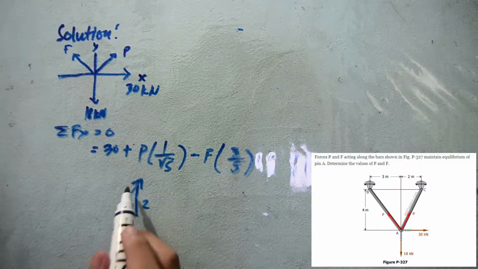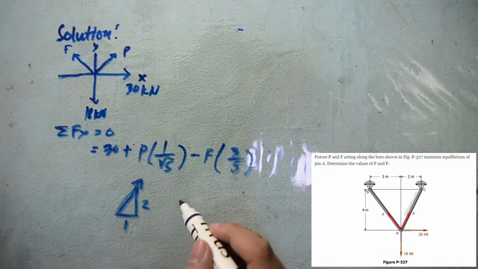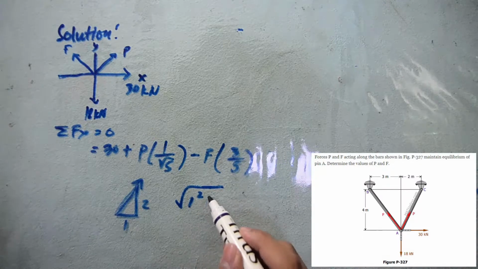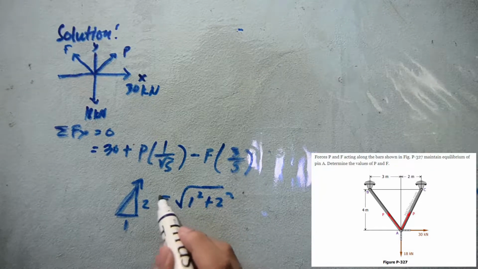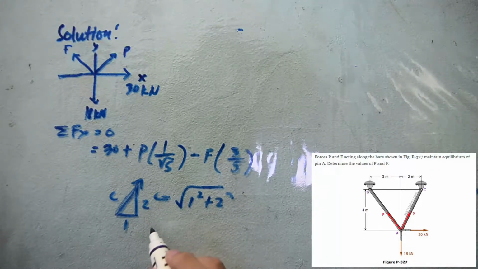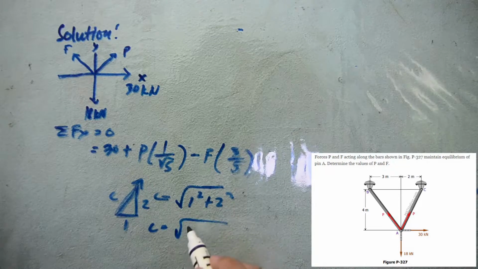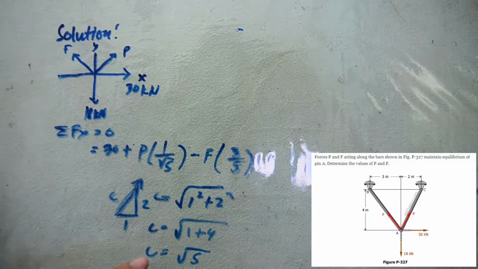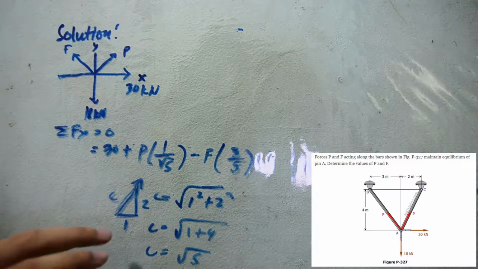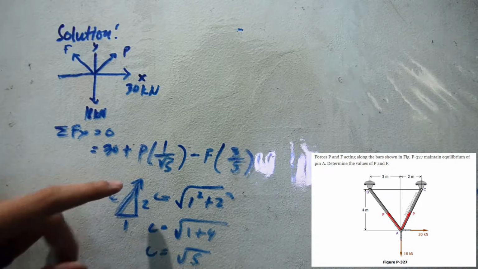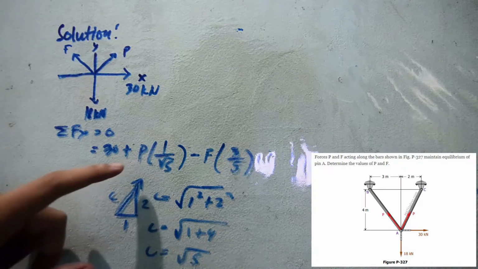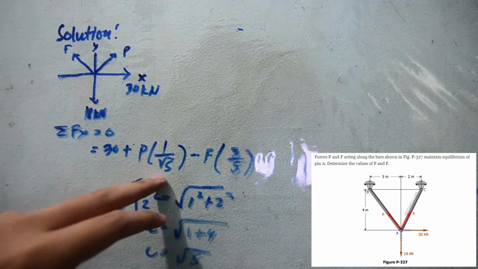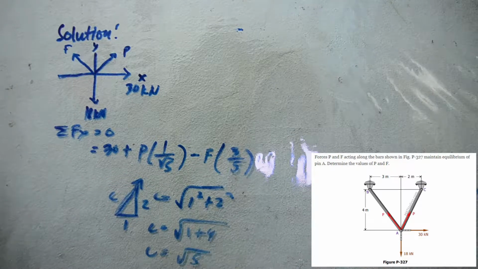we're going to find the hypotenuse. We're going to use the Pythagorean theorem, which is 1 squared plus 2 squared is equal to c squared. Let's say this is c, then c is equal to the square root of 1 plus 4, therefore our c is square root of 5. So using ratio and proportion, the proportional value of the angle of P in the x-axis is 1 over square root of 5.